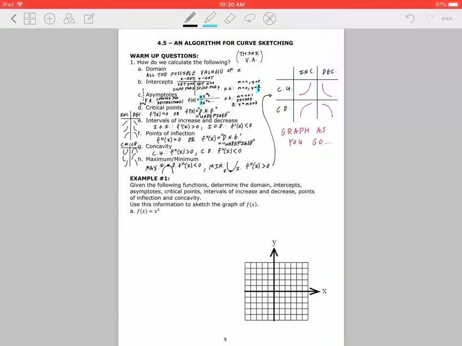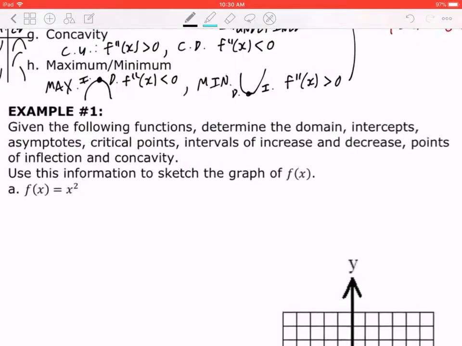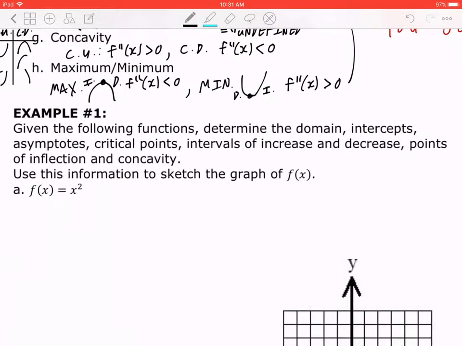Hi everyone, this is the video lesson for 4.5, an algorithm for curve sketching, part 2. If you haven't watched the first part yet, please go back and watch it before continuing with part 2. Now in part 2, we're continuing with example number 1.